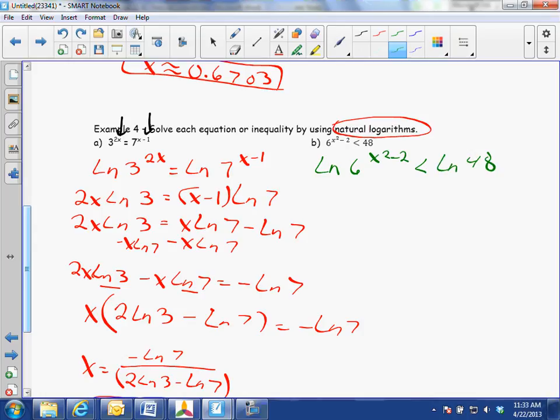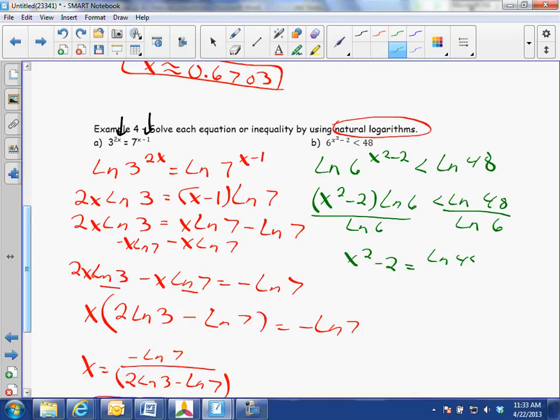Then we can do what? We can do an E. Oh no. Bring down the x. That's one. Good. Bring that there. And one. Divide by ln 6. Good.